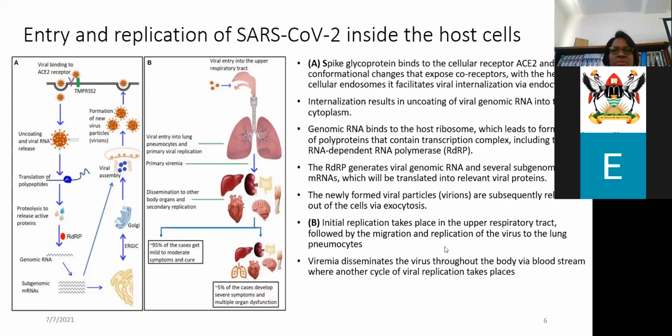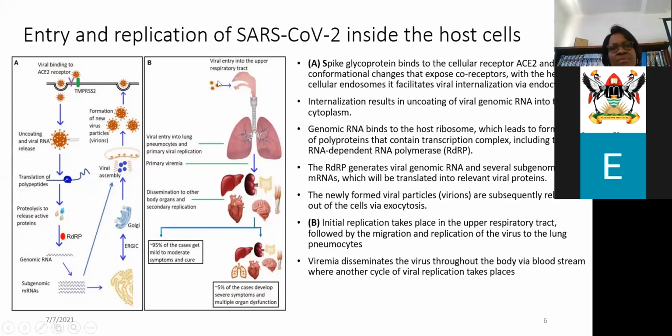If we look at A on the picture, on the side labeled A, we see the spike protein binding to the cellular receptor ACE2 receptors, and that binding induces conformational changes that allow the virus to get inside the cell. So internalization results in uncoating of that viral genomic RNA into the cytoplasm, where other changes take place and manufacture of the viruses takes place with viral assembly, later on resulting in newly formed viral particles that are subsequently released out of the cells via a process of exocytosis.